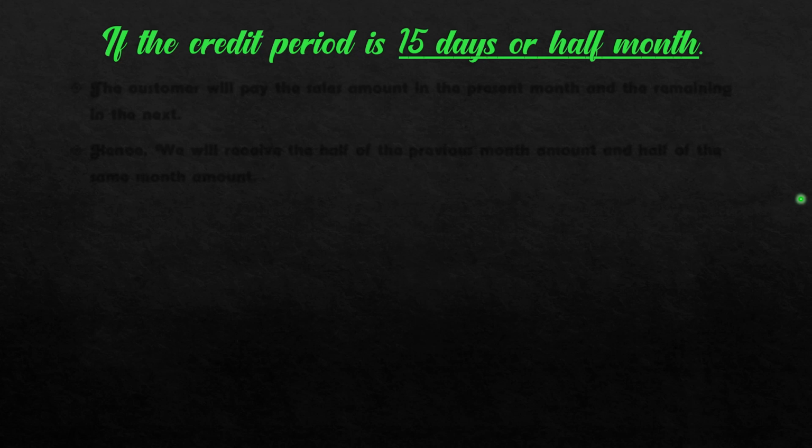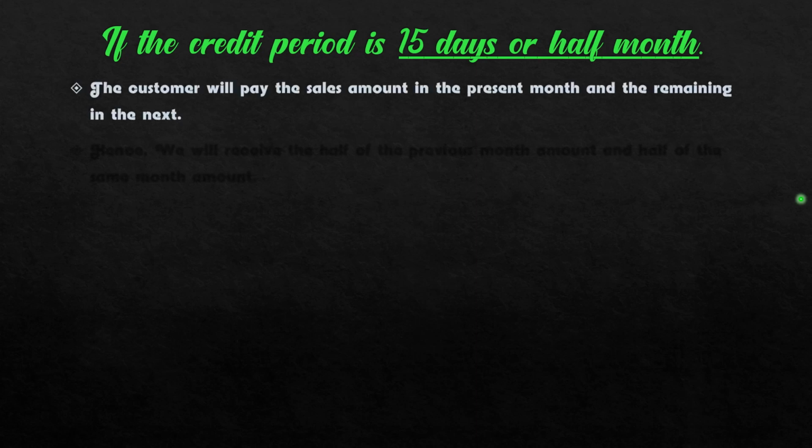In all the other cases we just carry forward, and we have to make sure what value we are carrying forward to the answer, right? But here we have to do calculations, for 15 days or half month. The customer will pay part of the sales amount in the present month and the remaining in the next month. Half the amount I will receive this month itself, the remaining in the following month. For example, if someone buys something on 1st January and the credit period is 15 days, half a month, they will pay it on January 16.